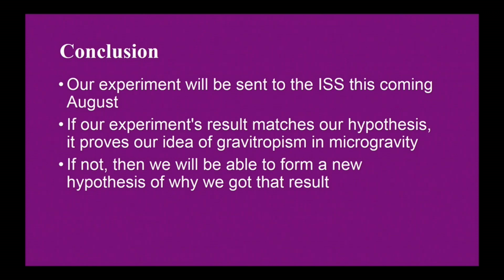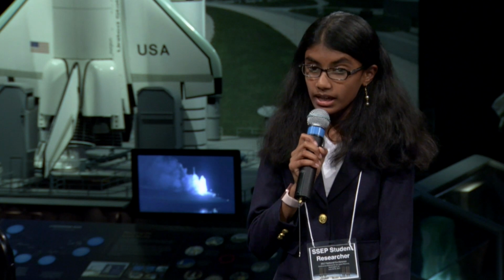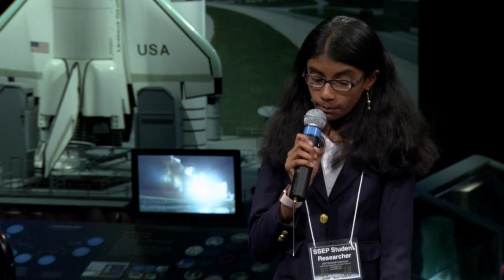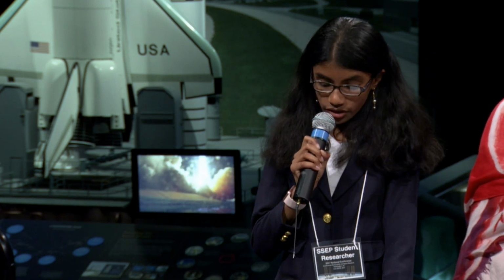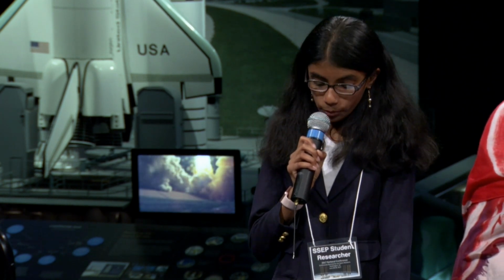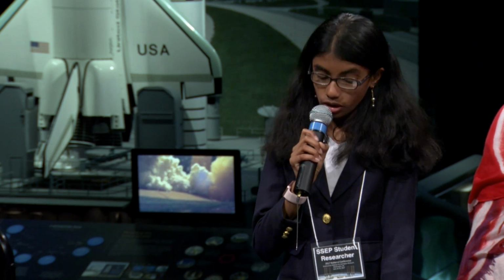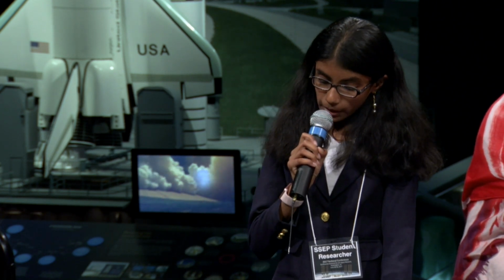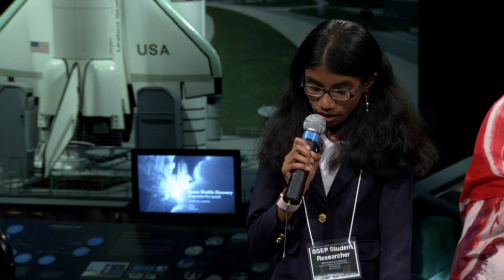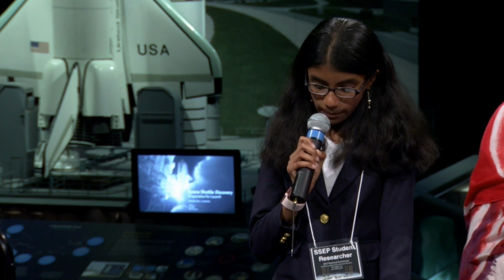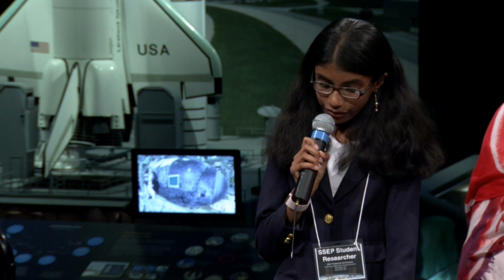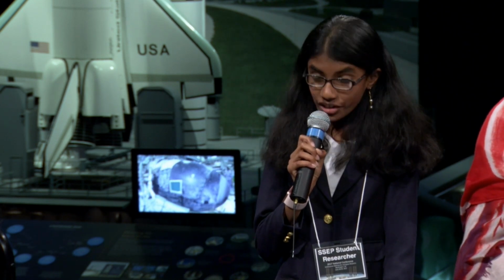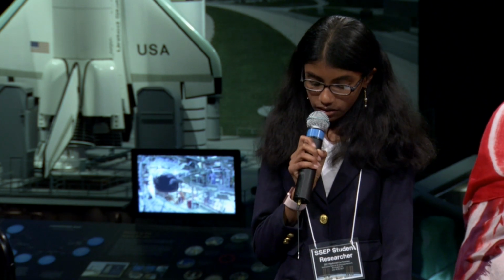When it comes back, and if our results match our hypothesis, this means that our idea of gravitropism in microgravity is right. There will not be enough gravity in space for gravitropism to occur in plants, so the shoot will have an advantage and grow upwards, while the roots may slightly struggle. Different parts of the plant may grow in different directions, without indole acetic acid to control them. If our experiment shows otherwise, that will become an opportunity for us to do more research and understand why that was our result in microgravity.